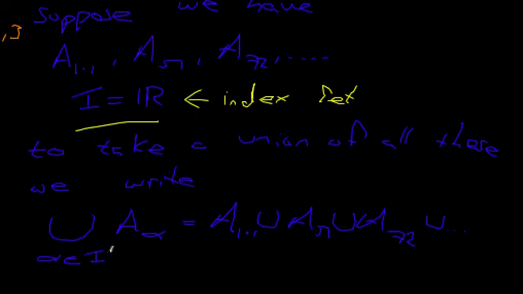So when we say union over a set, it means we have an index set and we're taking the union of sets over every index that lies in the index set. Okay, that's what that means. So hopefully that was all clear. If not, then let me know and I can explain some more, hopefully.